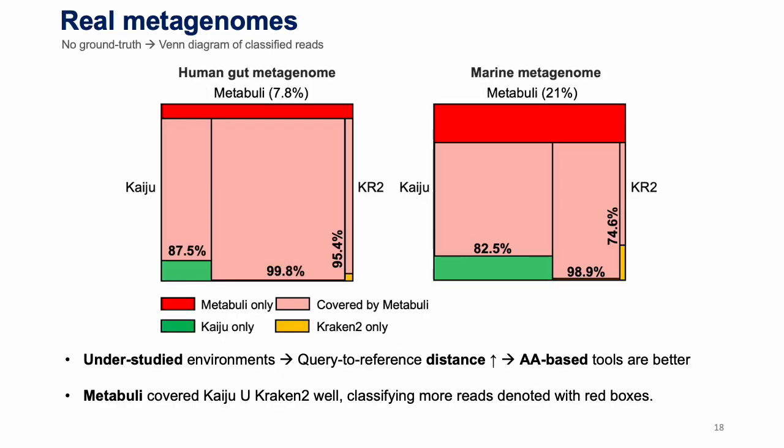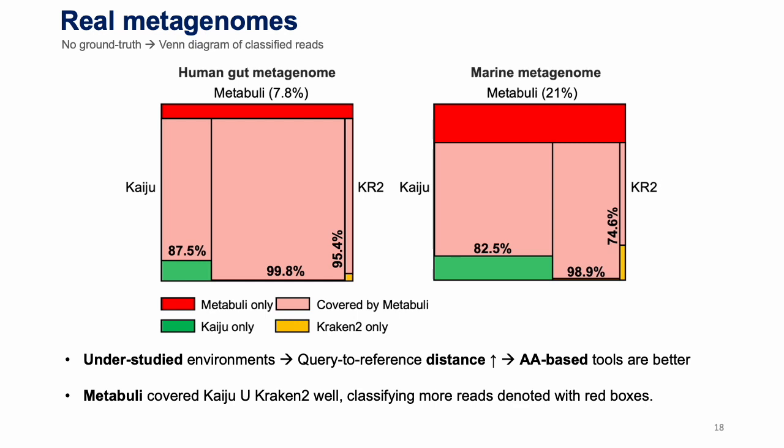We also conducted similar analysis using real metagenomes, but because real metagenomes have no ground truth labels, we just compared which reads were classified by each tool. We used human gut metagenome as an example of a well-studied environment and marine metagenome as an understudied environment. As you can see, Kaiju has a larger area than Kraken2, especially in marine metagenome.